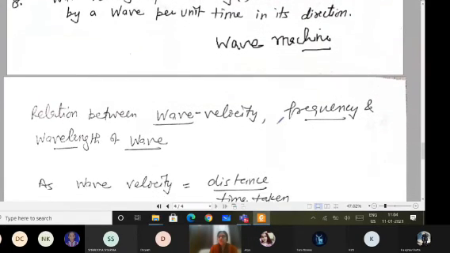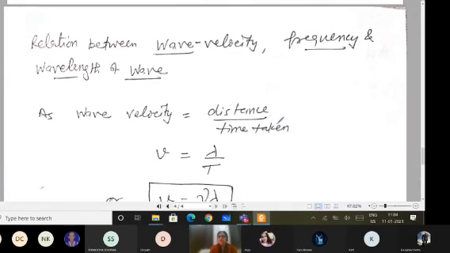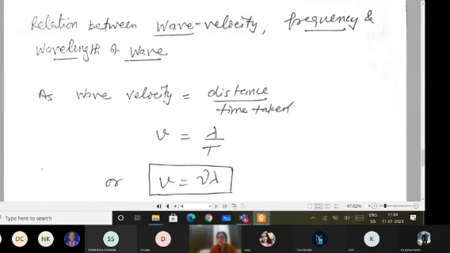What is the relation between the wave velocity, frequency, and wavelength of a wave? That is important for you. When I talk about the wave velocity, that is distance traveled by the time taken. So when the particle travels this distance lambda, the time taken is capital T, the time period of the wave. So I can say v equals lambda by T. And 1 upon T, I can write as nu, which is the frequency. So I can say this wave velocity is given by nu into lambda. So this relation we will be using.